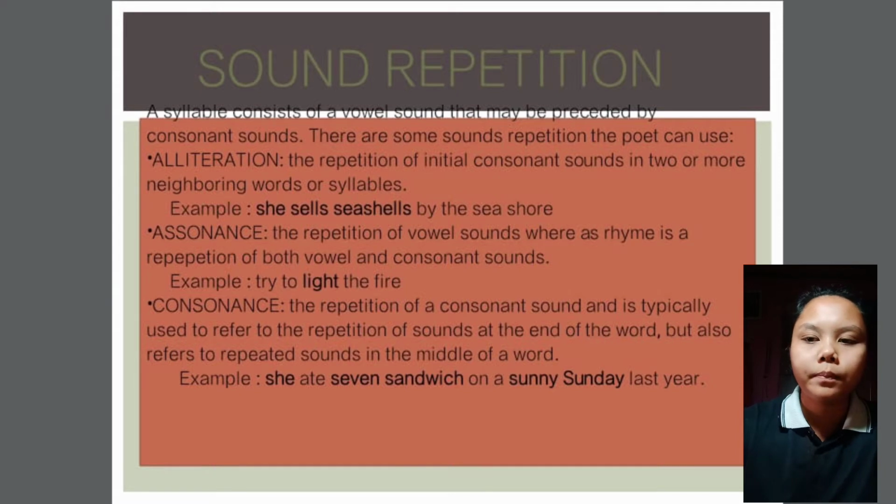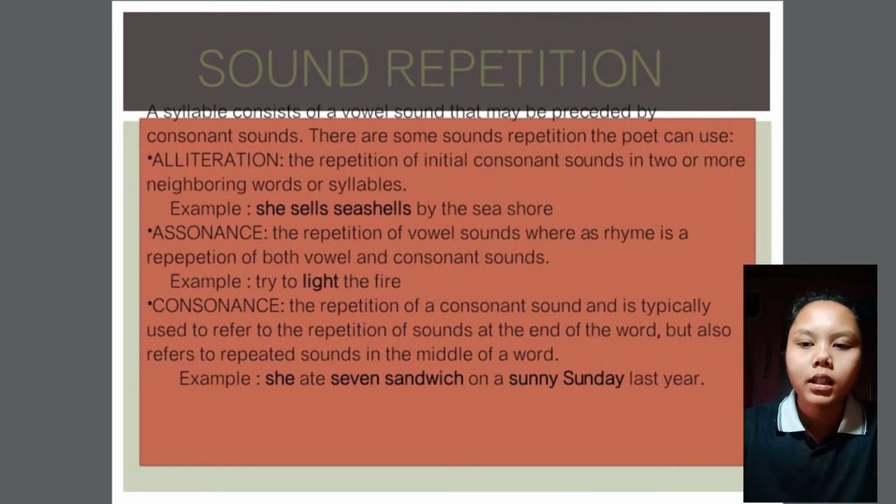For example, she sails by the seashore. For more examples, Peter Piper picked a bag of pickled peppers. And the last, a good cook could cook as much cookies as a good cook who could cook cookies.